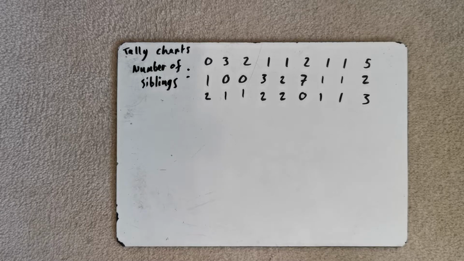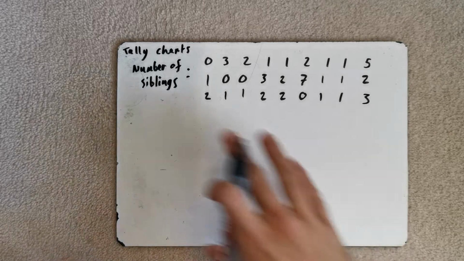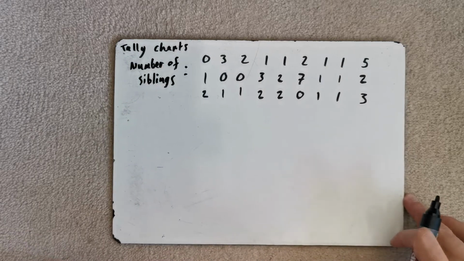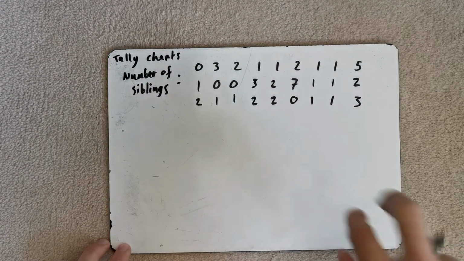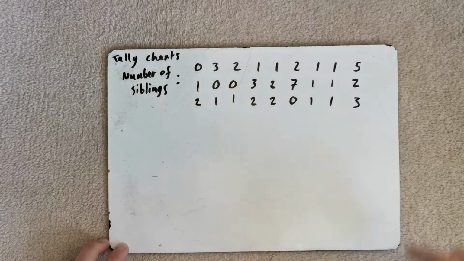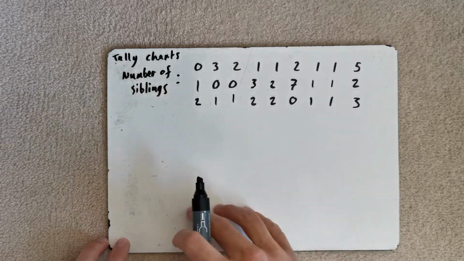Okay, first of all, let's start on this, shall we? Tally charts. Now, we've got a load of information here. So let's say we've asked a few students how many siblings they've got, and this is what they said. So this person didn't have any siblings, only child. This person's got 3. This person's got 2, and so on and so on. And all we're going to do is represent this in a tally chart.